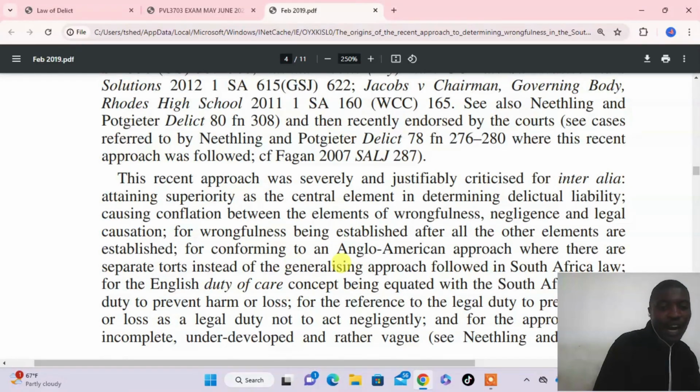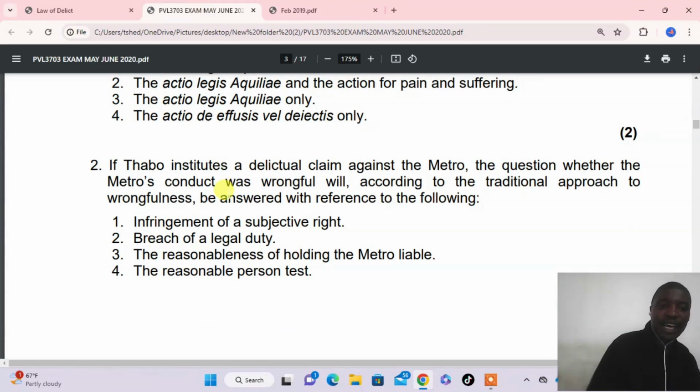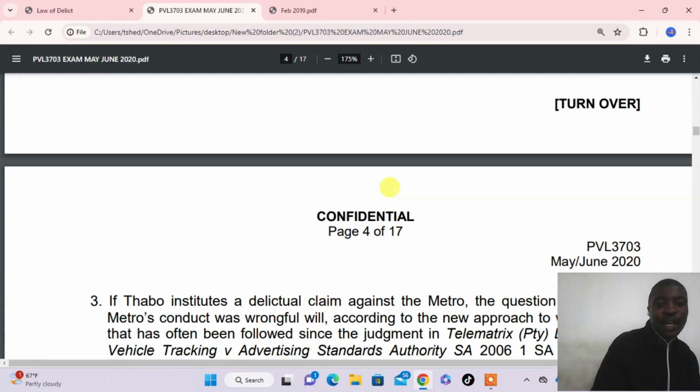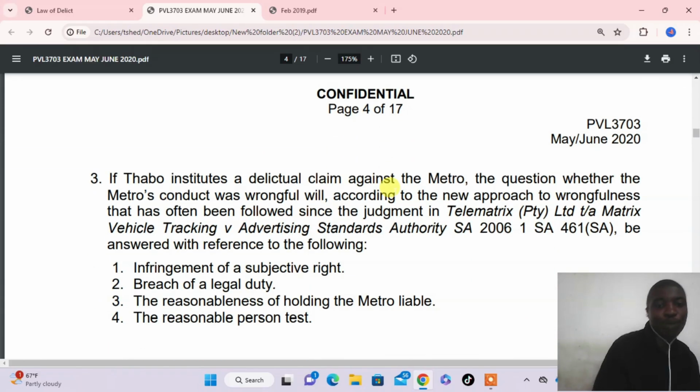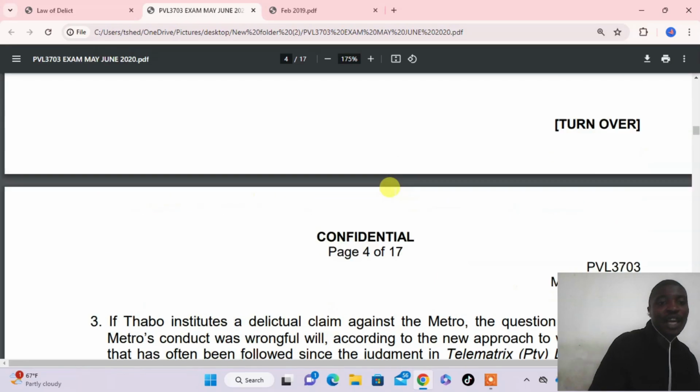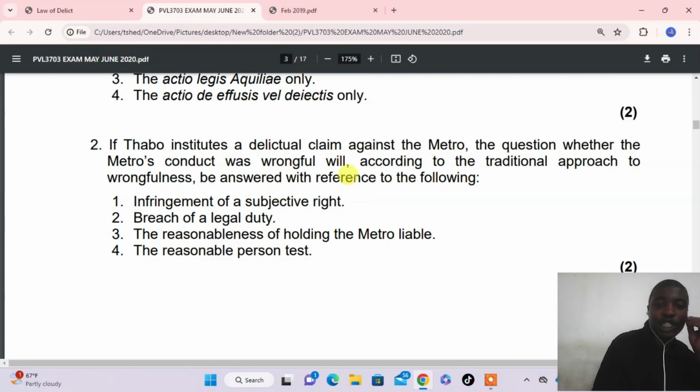Now we know, okay, we have read, we can go and read and read, and then we come back to the question. The question asks whether Thabo can institute a traditional approach or a new approach based on Telematrix. We have read the Telematrix case now, we understand what the answer is. And we have read about the traditional approach, and now we understand what the answer is. So, by what we have read, you can actually give the answer.